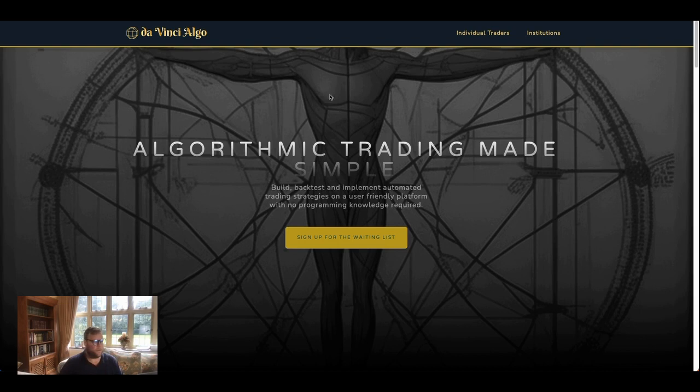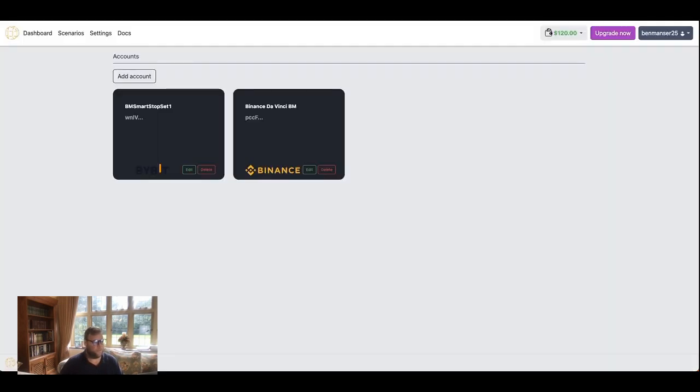This is our website. As you log into the platform, this is the dashboard that you will come to. You can see here from the start, I've got accounts set up with Binance and Bybit. We can trade on any asset class. We can trade equities, bonds, foreign exchanges, but for the sake of this test, I'm going to be performing with Bitcoin on the digital asset market.